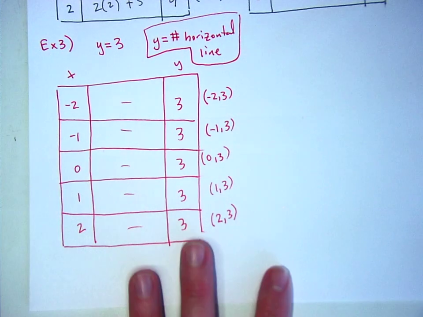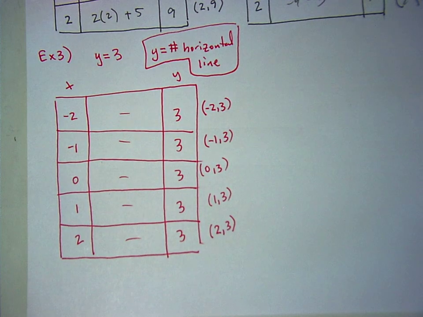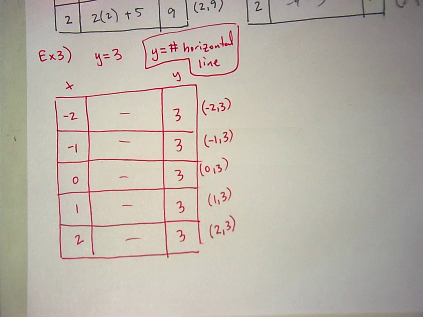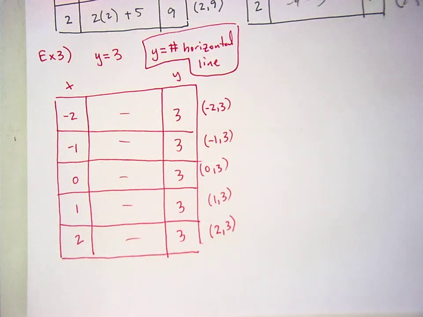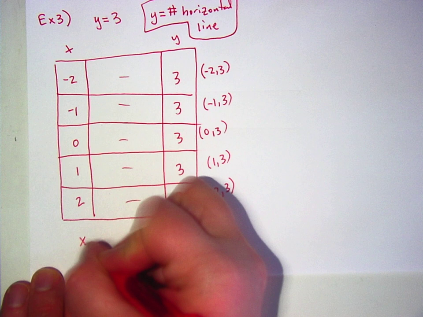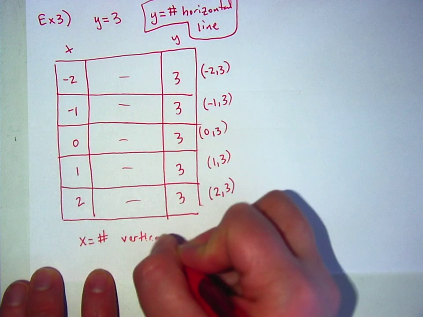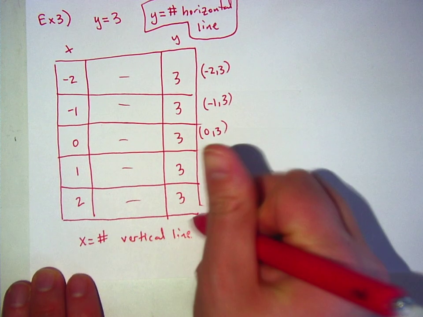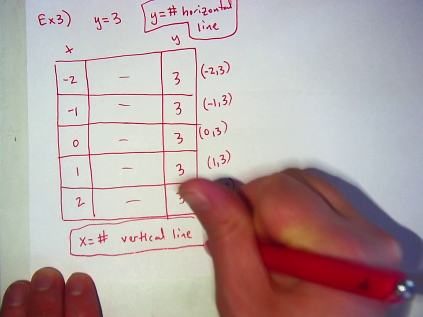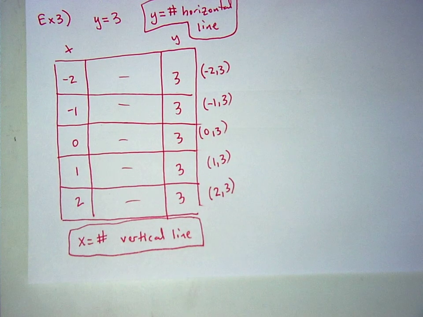Does that make sense to you guys? What do you think it would be if it was x equals a number instead? A vertical line, yeah, I'm going to write that one down too. If it's x equals a number, that would be a vertical line. So if it was x equals 3, it would be a line going through 3 that goes straight up through 3.